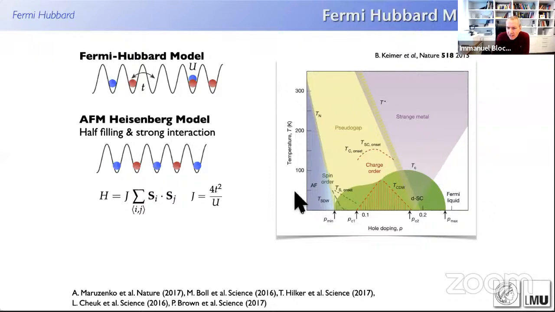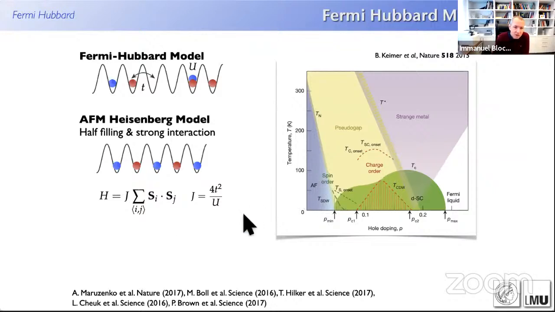Now the interesting thing, what people don't understand today, where there are still huge open questions, is what happens when you start to introduce holes into the system. So you're really trying to understand the competition between hole motion, hole doping in the system, and this antiferromagnetic ordering, and how this gives rise to all these very, very weird phases of matter. This is, I think, one of the biggest outstanding problems in solid state physics, to solve the puzzle surrounding this phase diagram.